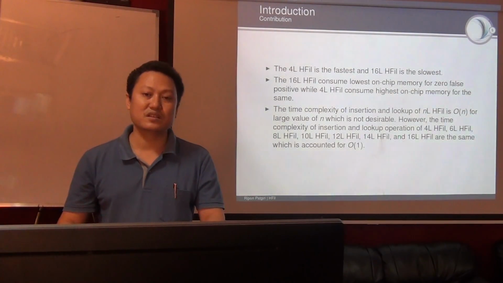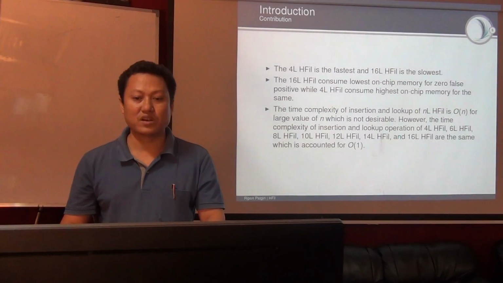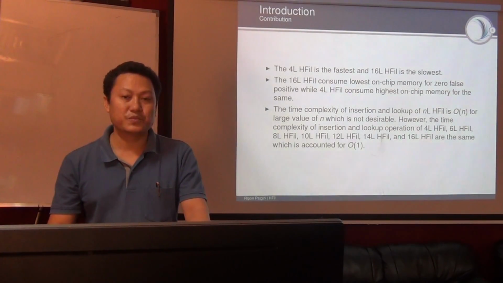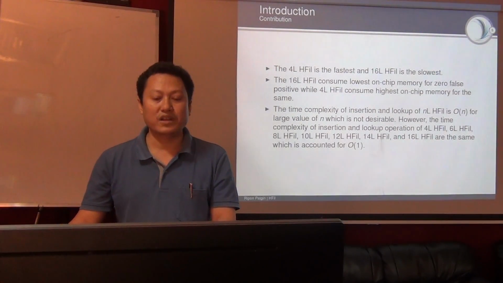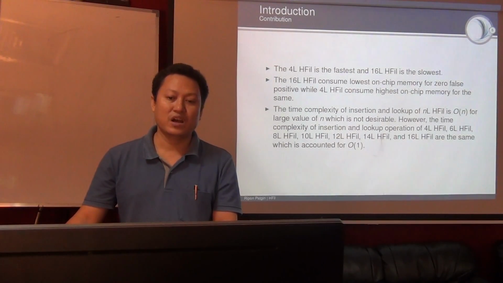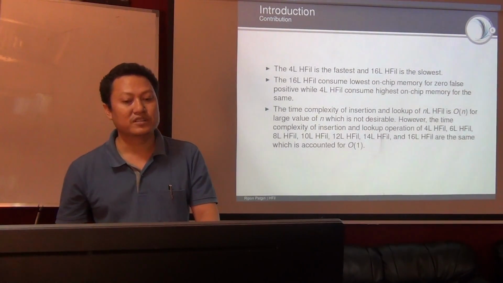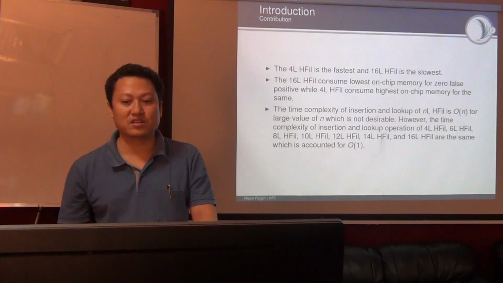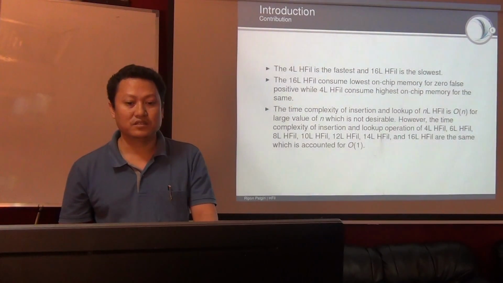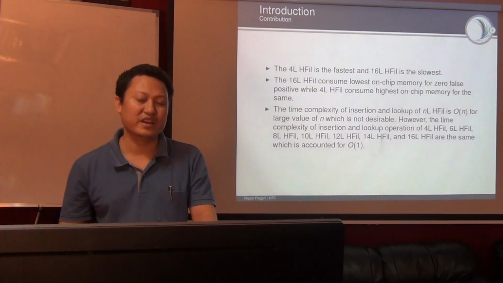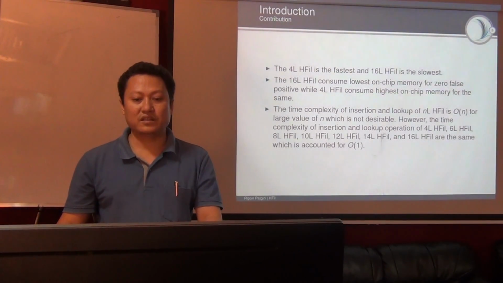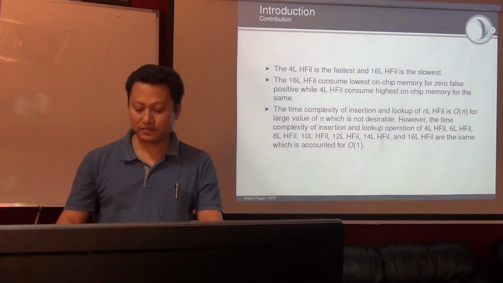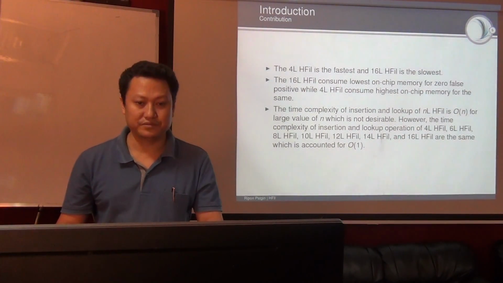The lowest false positive is achieved by 16L, and the lowest accuracy is achieved by 4L. The fastest one is the 4L, and the slowest one is the 16L. 16L HFil consumes the lowest on-chip memory for 0 false positive, while 4L HFil consumes the highest on-chip memory for the same. The time complexity of insertion and lookup of NL HFil is big O of n for large values of n, which is not desirable and is impractical. So for 4L, 6L up to 16L, the time complexity becomes constant, big O of 1.